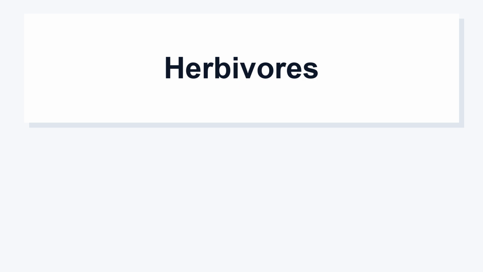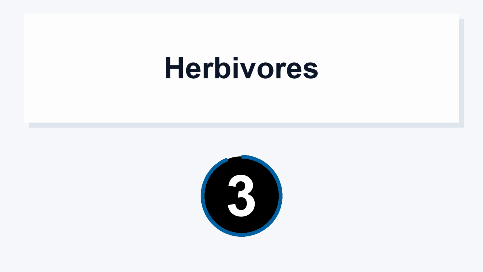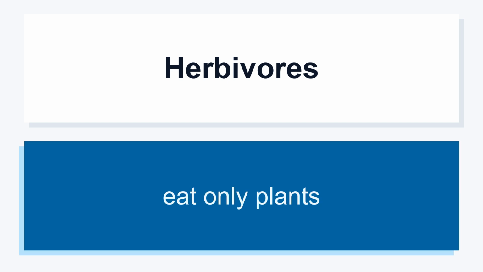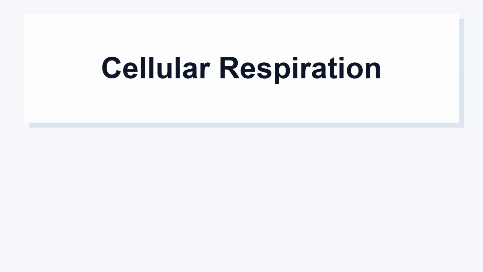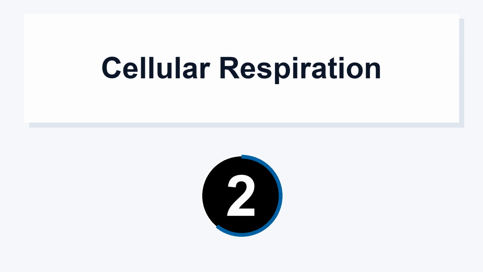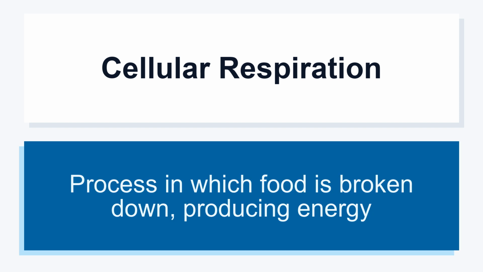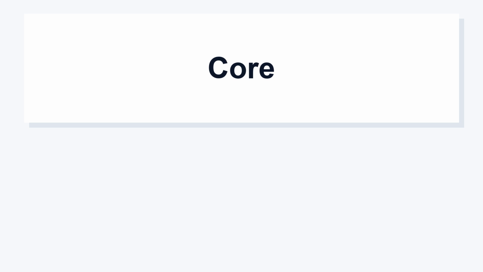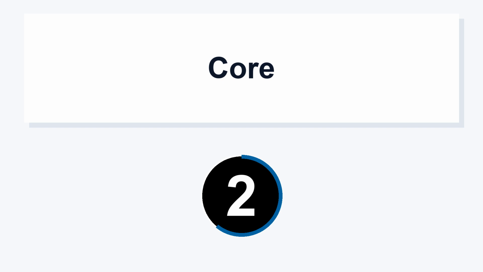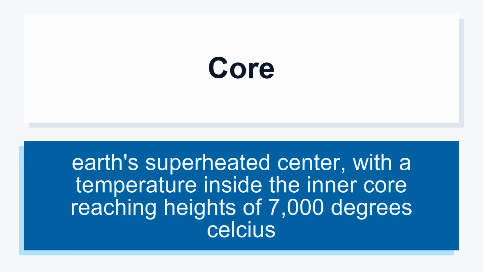Herbivores eat only plants. Cellular respiration is the process in which food is broken down, producing energy. Core: Earth's superheated center, with a temperature inside the inner core reaching heights of 7,000 degrees Celsius.